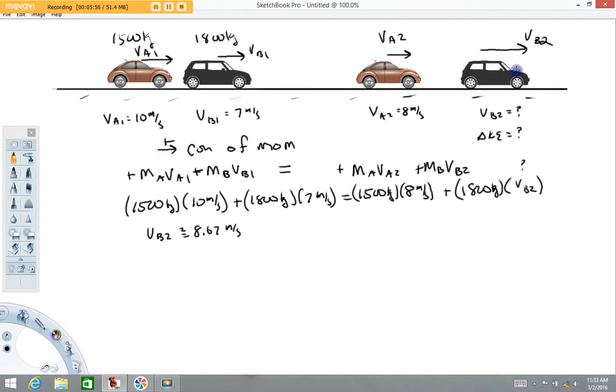Now, momentum is mass times velocity, and kinetic energy is 1/2 mv squared. So each of these momentum terms will have a kinetic energy term. So what I'm going to do is right under each momentum term, calculate a kinetic energy that goes with it.